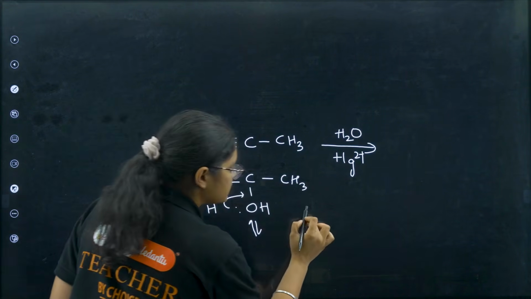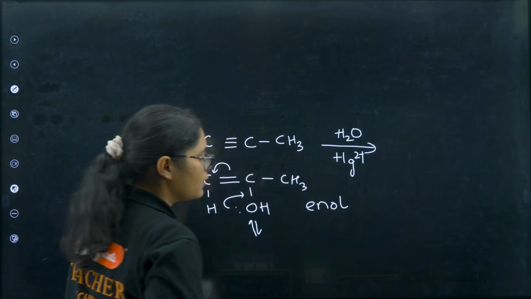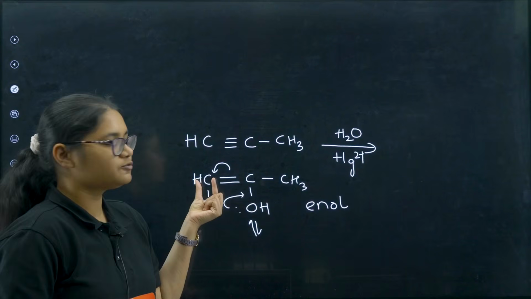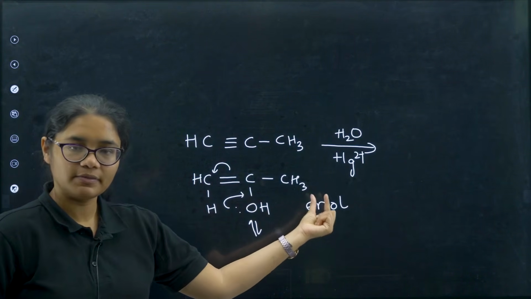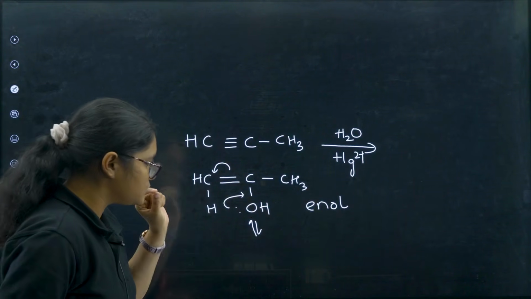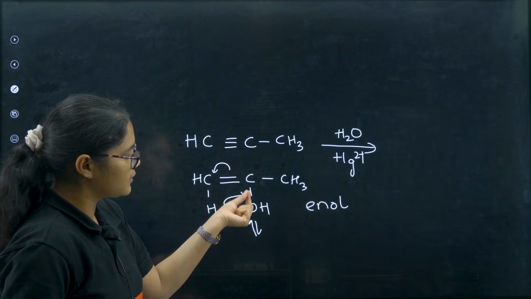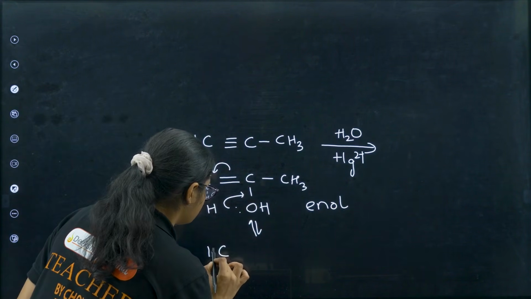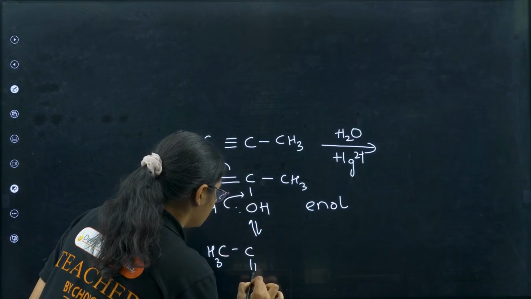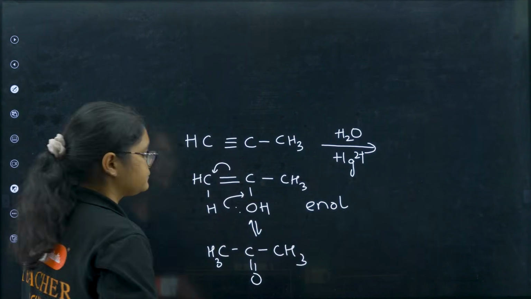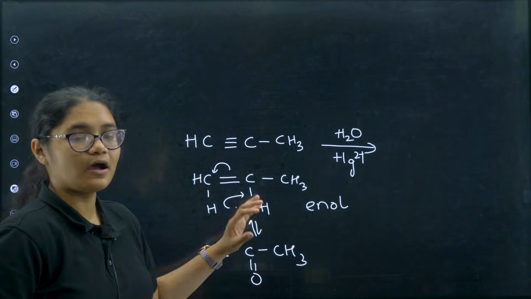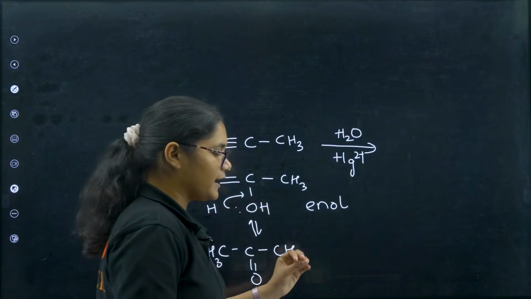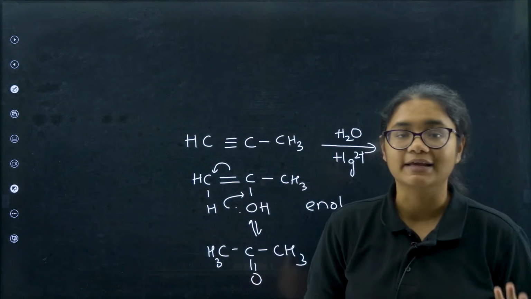This structure is called an enol. Why is it called enol? See, 'en' comes from this double bond and 'ol' comes from alcohol. So now when this lone pair of electrons is moved here and tautomerization takes place, we get CH3. Okay, so this is the way we can obtain aldehydes or ketones from alkynes.